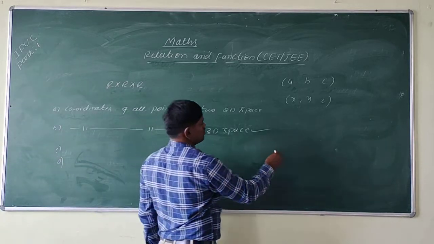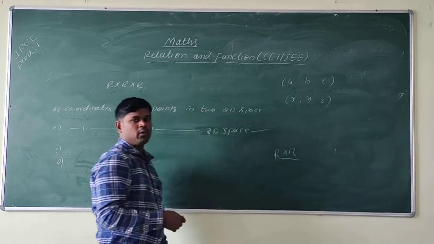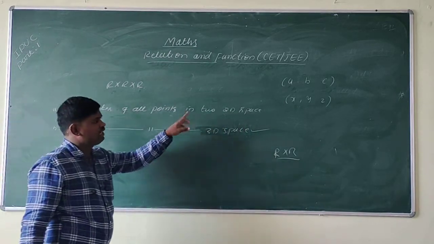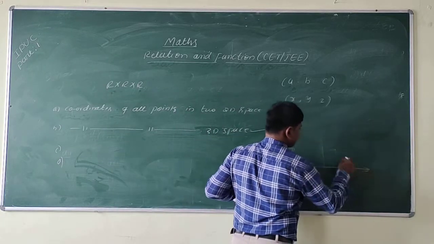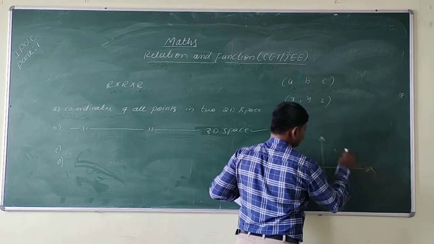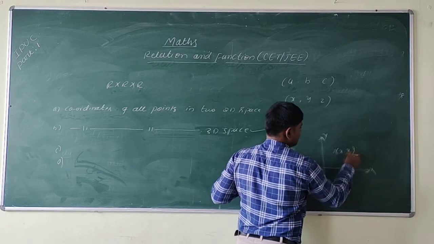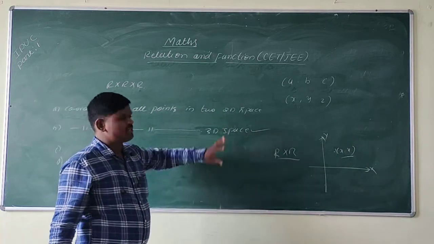So R cross R gives the set of all points in two-dimensional space. Okay, so this is two-dimensional. This is x, this is y. So then this is x comma y, the point x comma y. So this is the set of all points in the two-dimensional space.